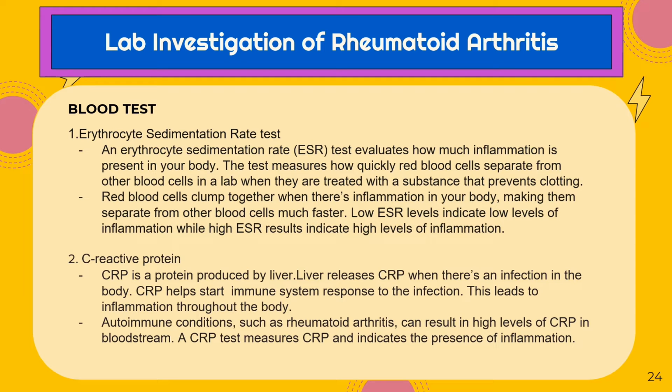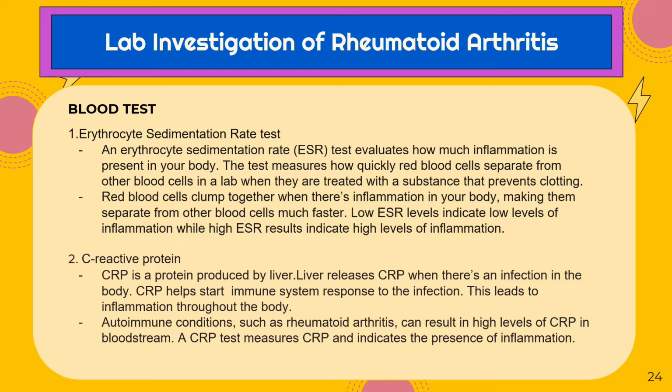The second lab test is C-reactive protein. A CRP test looks for the amount of CRP protein in the bloodstream. CRP is a protein produced by the liver. The liver releases CRP when there's an infection in the body. CRP helps start the immune system response to the infection. This leads to inflammation throughout the body.